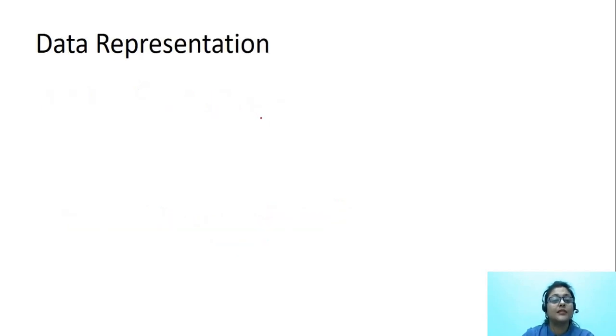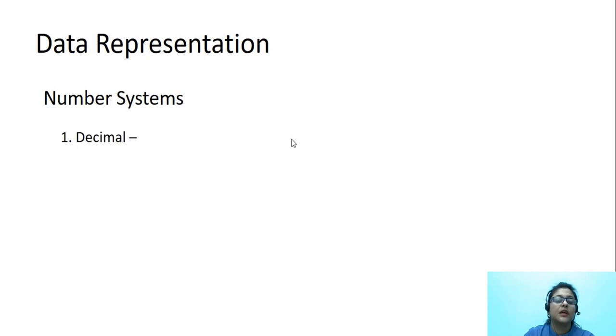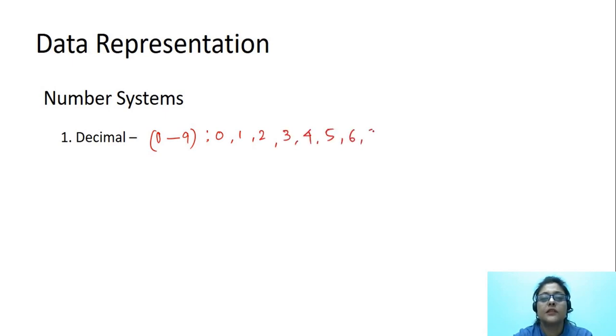Next, we understand what data representation is all about. Now, in order to represent data, we have different number systems. We have the decimal number system. This number system is a number system where data can be stored in the form of numbers from 0 through 9. That means we have 10 numbers 0, 1, 2, 3, 4, 5, 6, 7, 8, 9. So by using combination of these numbers, we can have data representation in decimal format.